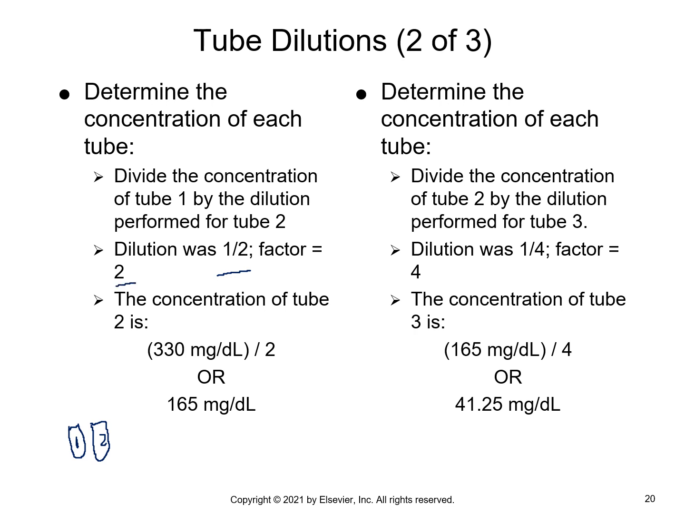We're going to divide that tube 1 concentration, not the volume, but the concentration of the sample, by 2, which gives us 165 for tube number 2. When we did the next dilution for tube 3, we did that 1 in 4, so a dilution factor of 4. We're going to divide our concentration of tube 2 by 4, which is going to give us 4125 for tube number 3.